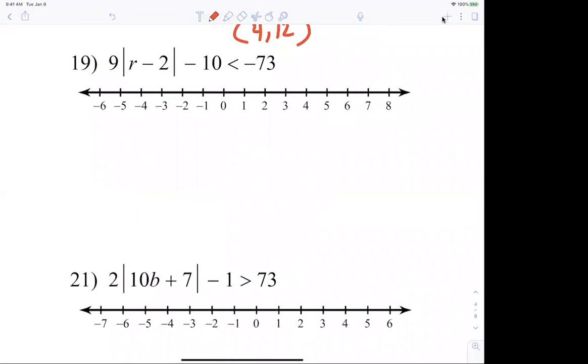All right, 19. Again, adding 10 is negative 63, divided by 9. So I have the absolute value of r minus 2 less than negative 7. And everyone needs to put a little star by this one, because this is where kids make just silly mistakes. All right. When is an absolute value less than a negative?